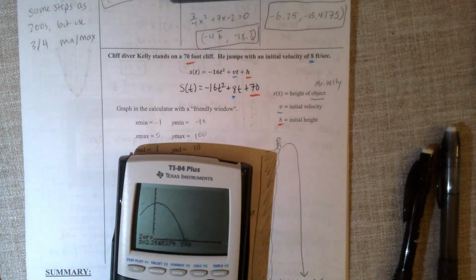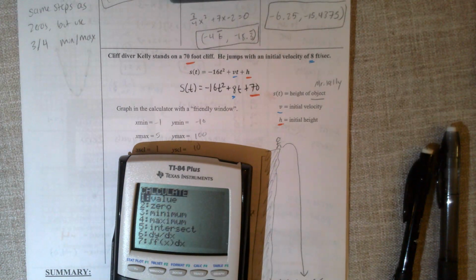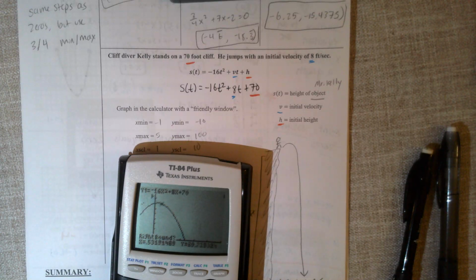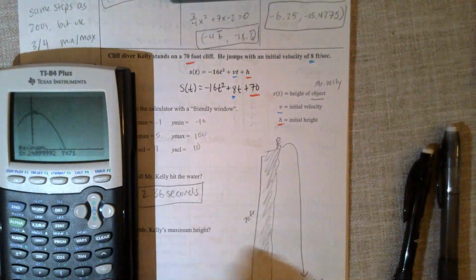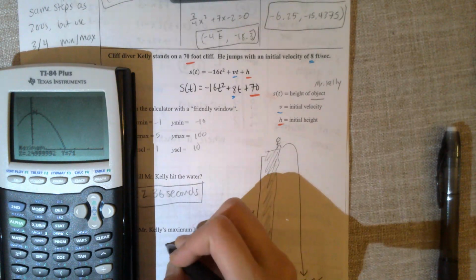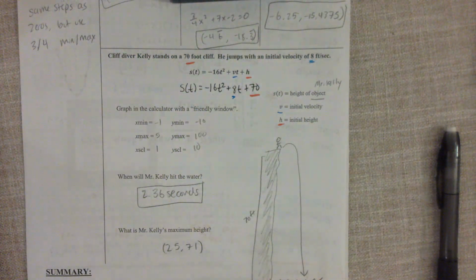Right? And his maximum height is going to be a little bit after he jumps, right? Because he's going to sort of try and jump up and jump forward. So we're going to do calc, which is second trace, maximum. We're going to go to the left, we're going to go to the right, and it gives us this point. It gives us 2.5 and 71. So 2.5, 71. Okay, so that is our point, but you have to be really careful with what it's asking.